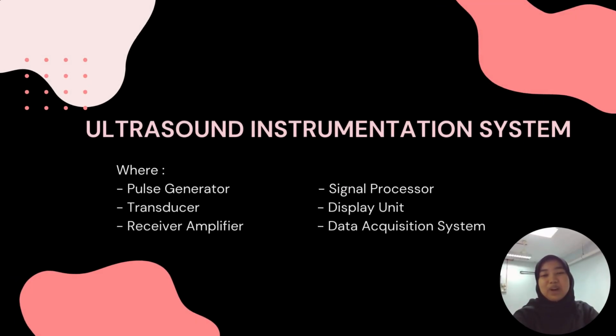Now, let's talk about ultrasound instrumentation system. A typical ultrasound instrumentation system consists of several key components. These include a pulse generator, transducer, receiver amplifier, signal processor, and display unit. The pulse generator excites the transducer, which produces ultrasound wave. Reflected signals are then received, amplified, processed, and displayed as useful information. The effectiveness of the system depends not only on hardware but also on how the signals are processed. This brings us to signal processing techniques.